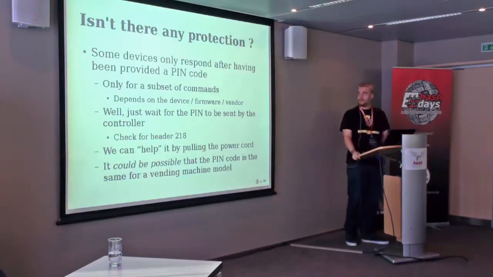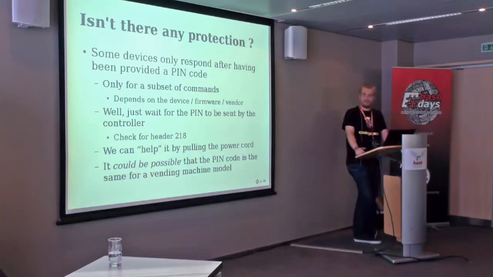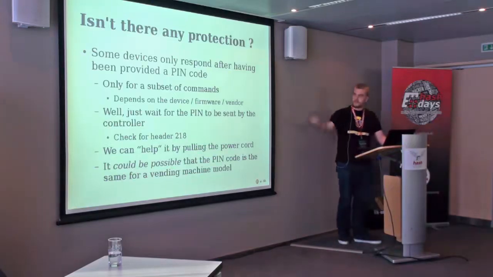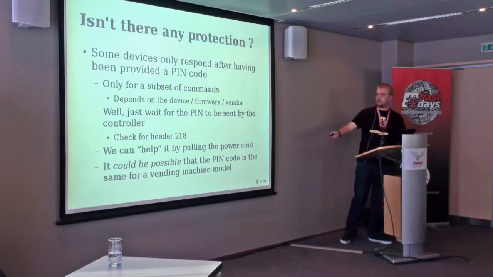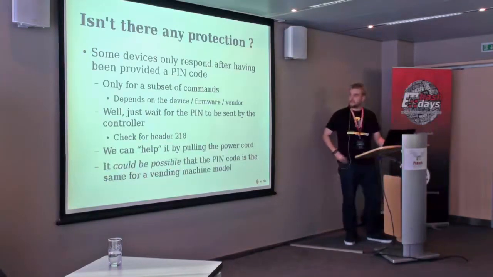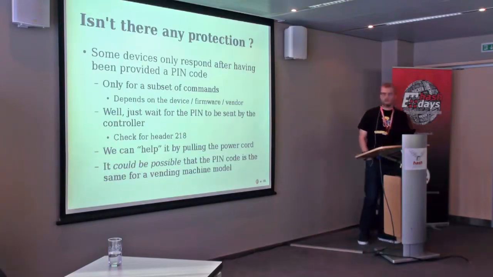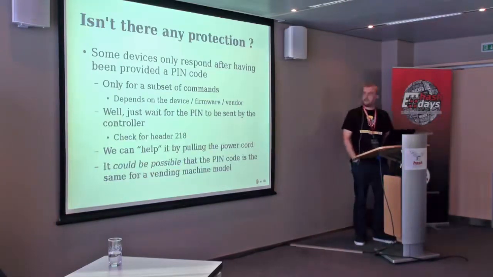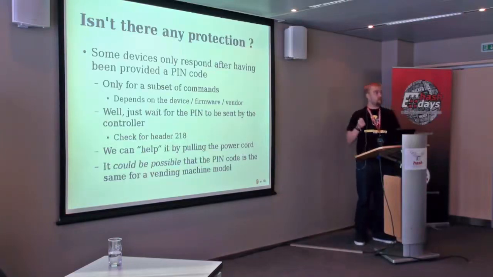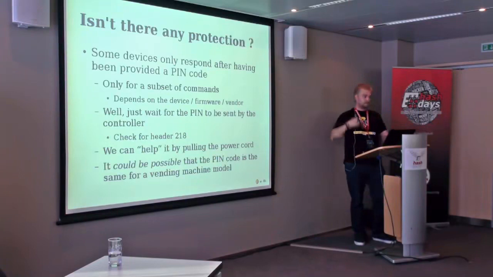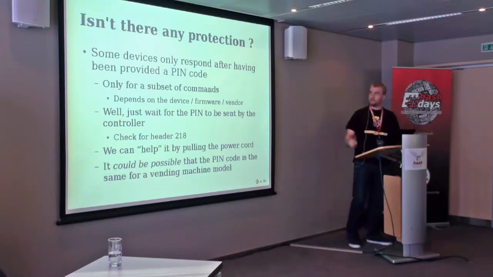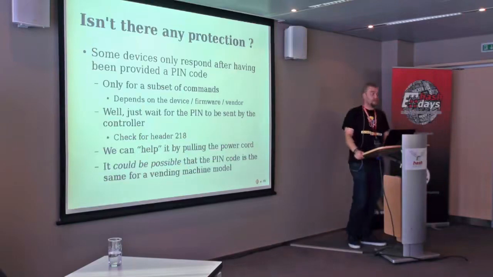The problem is that the pin code is sent in clear text on the ccTalk bus. So if you sniff, you will get the pin, and you can just send this pin to get the information you want. The actual command for the pin code is header 218. So just look for it. Normally, you only have to do it once, and the device will be in unlocked mode and respond to every command from the controller. But if you really want the pin code, just pull out the power cord of the vending machine, plug it back in, and since it will be a reset, you will be able to get this pin code. Since it's in clear text, there's no problem with that.